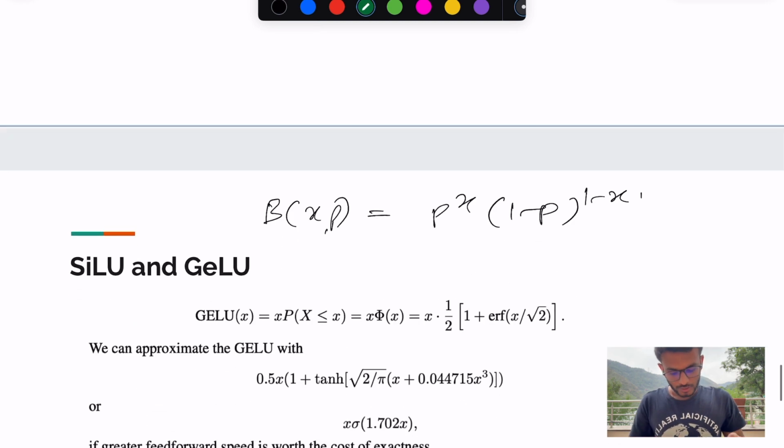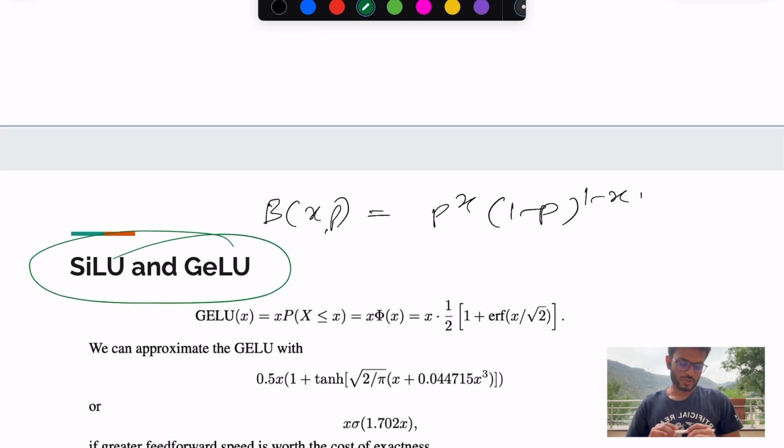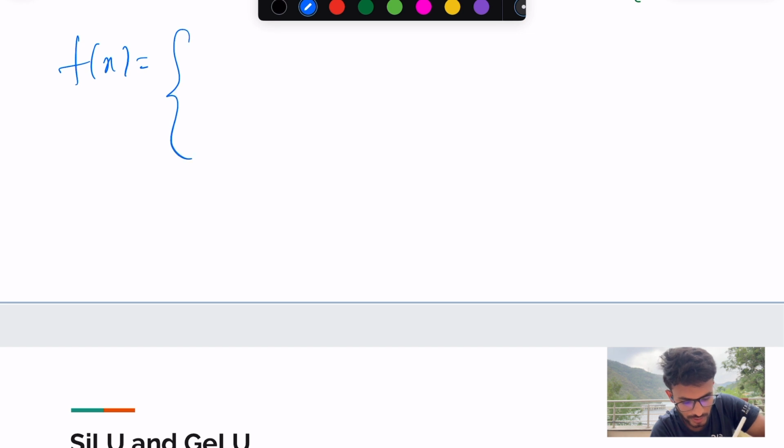Now these are two of the advanced activation functions which are used, that is the CELU and the GELU. So let's start with CELU and GELU. The derivation of CELU and GELU comes from the ReLU itself. If you go through the definition of ReLU once again, this derivation is not that trivial. So x for x greater than 0, 0 otherwise.